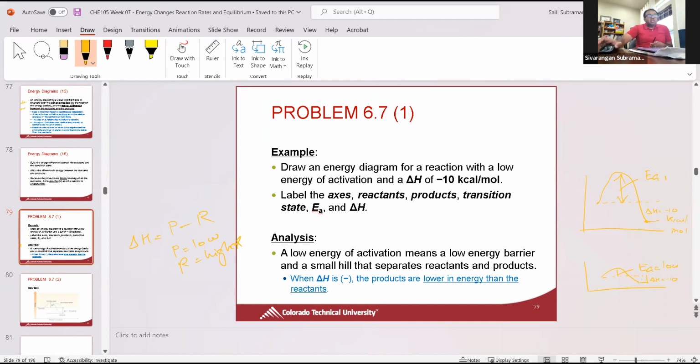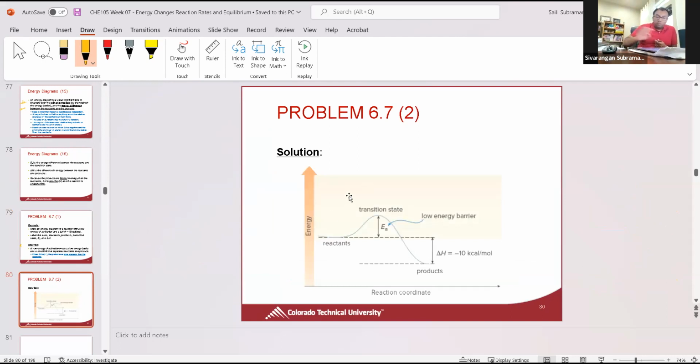Then they're asking you to label the axis, the reactants, products, transition state, EA, and all those things. So this is reactants, this is products, this is transition state, this is EA, and then what are the axes? Oh, energy is along here. So reactants, transition state, low energy barrier, just call it out here, delta H, products, and then reaction coordinate, which tells you what state of the reaction is happening.